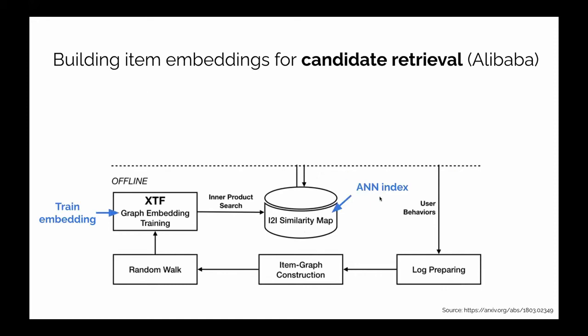This is our approximate nearest neighbor index. And this is the section. So given the sequence of items, we train our embeddings, and this is our embedding model. And then our item-to-item similarity map is our approximate nearest neighbors index.